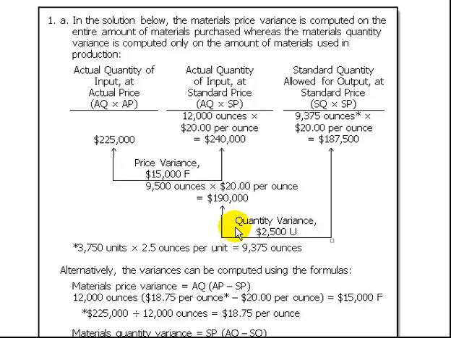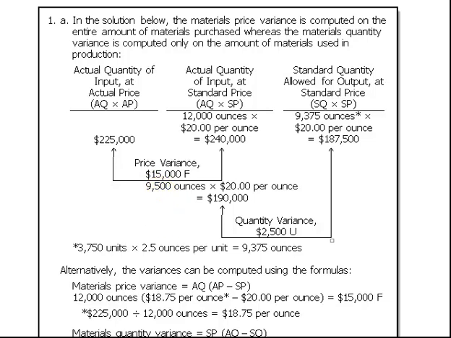So what we have to use is a comparison of the 9,500 ounces times the $20 per ounce versus the 9,375 ounces at $20 per ounce. Okay, now one question you may have is, why do we only have 9,500 ounces here? Why are we only using 9,500 ounces?